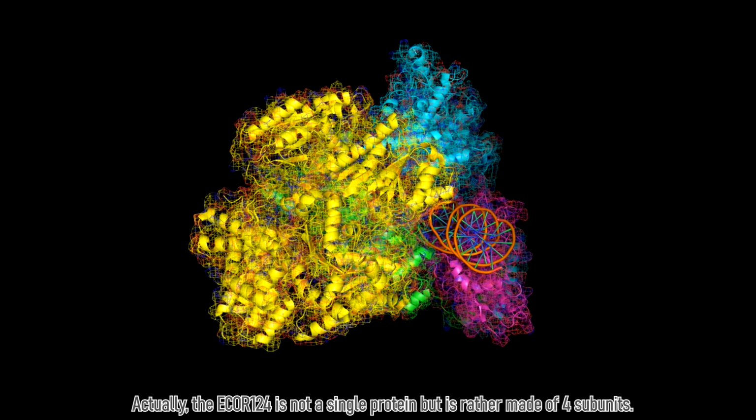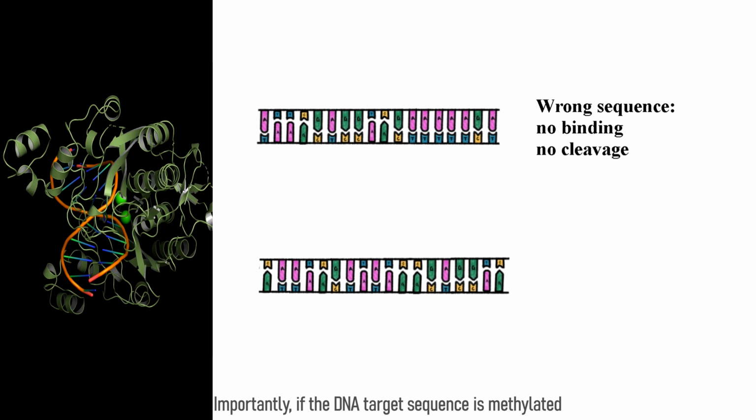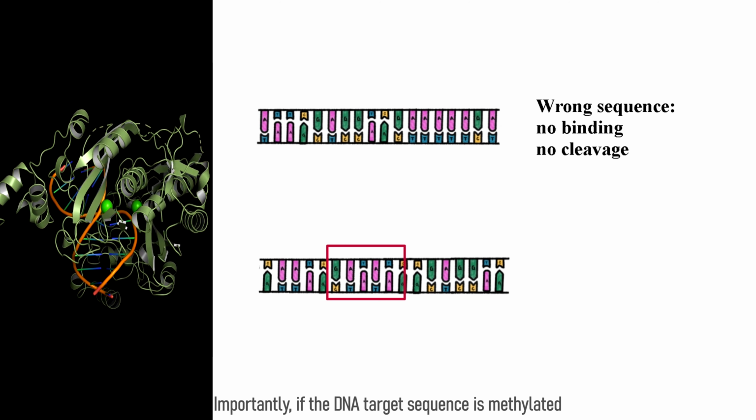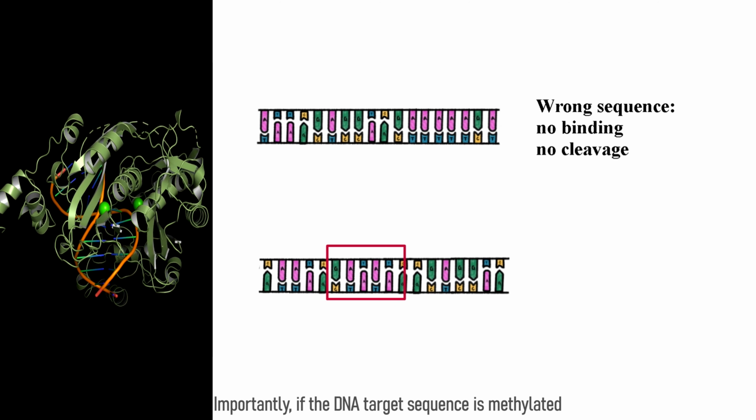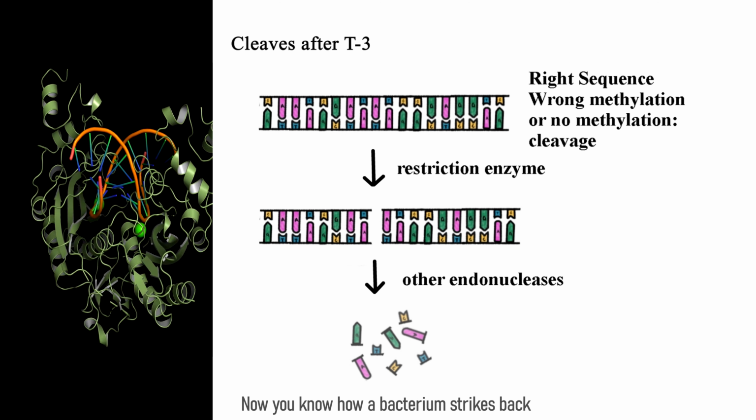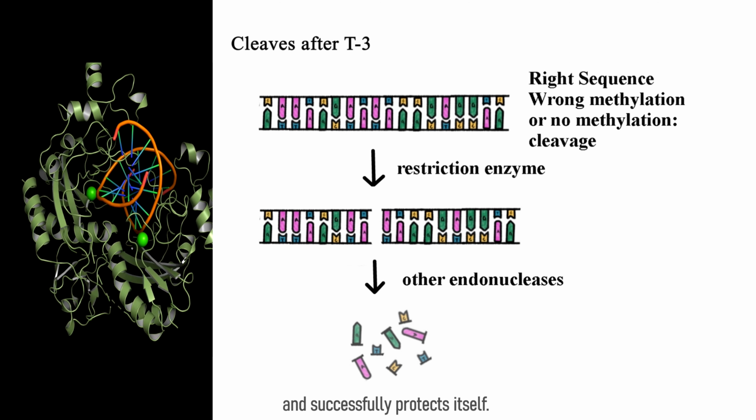Restriction enzymes are proteins that bind and cut DNA, and that binding is also sequence-specific. This means that if the DNA sequence is not what the restriction enzyme can recognize and bind, it will not be cut. Importantly, if the DNA target sequence is methylated by the modification protein described earlier, it is protected from cleavage. In contrast, foreign DNA, such as that of an invading virus or plasmid, contains no methylation or maybe carries a wrong methylation pattern. That DNA will be recognized by bacteria as non-self, cleaved by the restriction enzyme, and degraded by nucleases. Now you know how a bacterium strikes back and successfully protects itself.